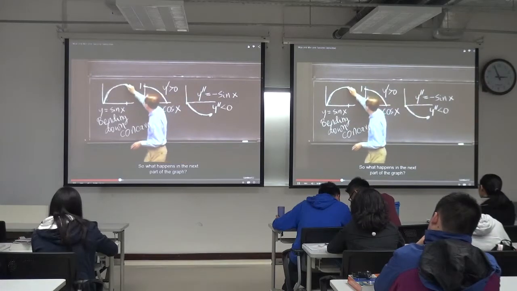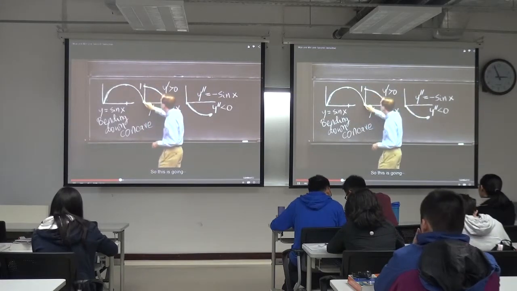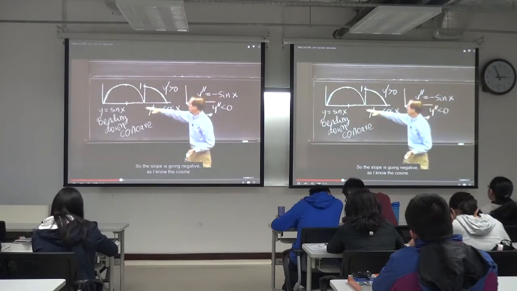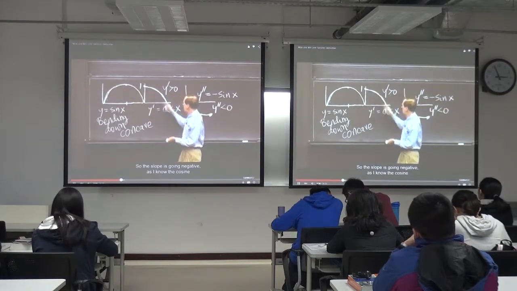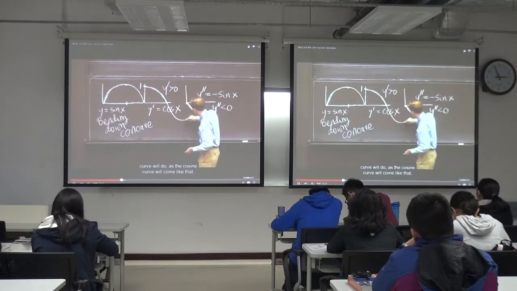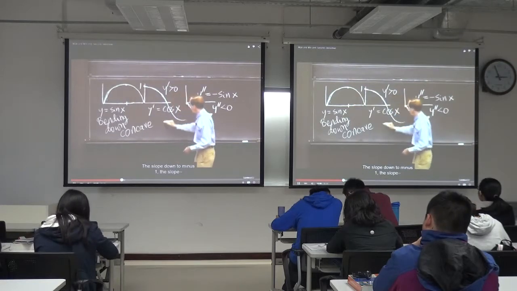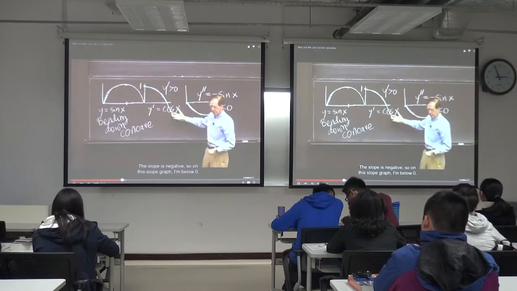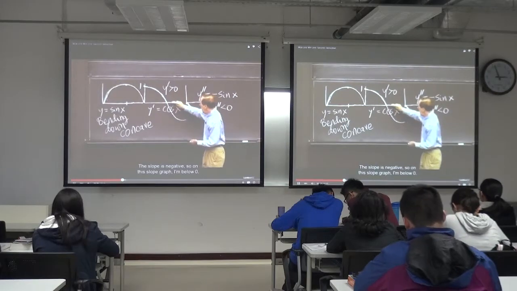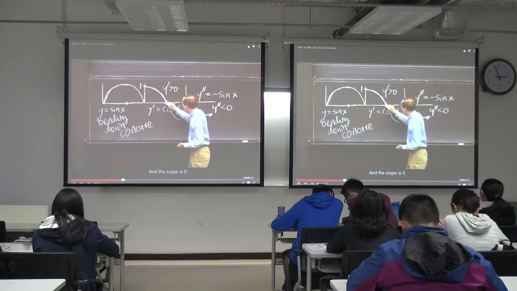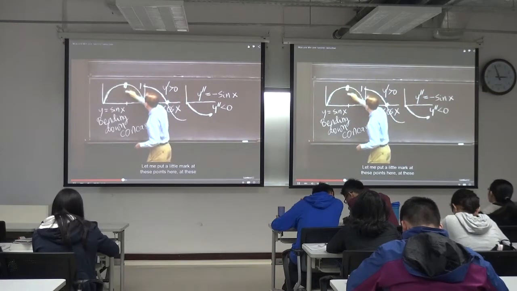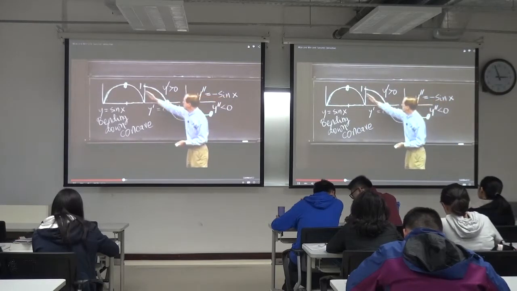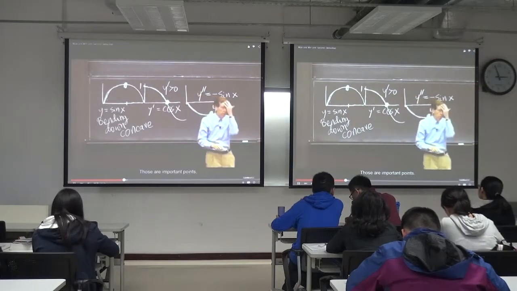So what happens in the next part of the graph? The sine curve, of course, continues on its way downwards. So the slope is going negative, as I know the cosine curve will do. The cosine curve will come like that, the slope down to minus 1. You see here, the slope is negative. So on this slope graph, I'm below 0. And the slope is 0. Let me put a little mark at these points here, at these 3 points. Those are important points.